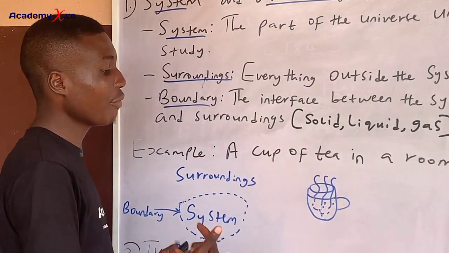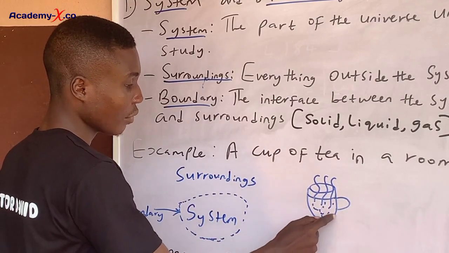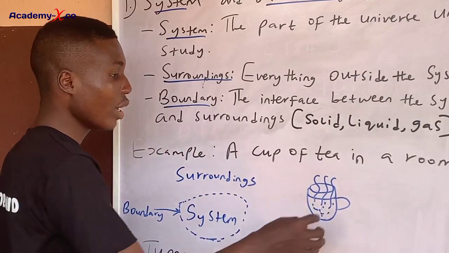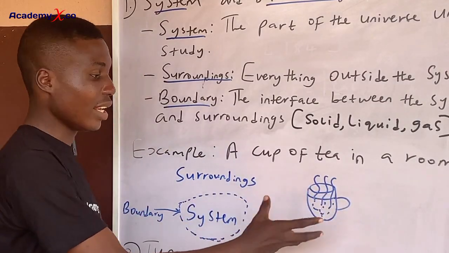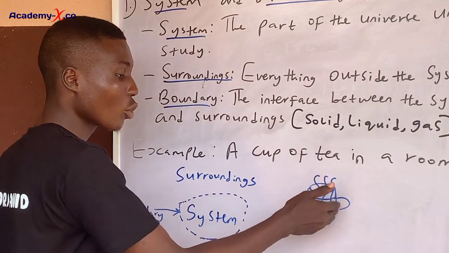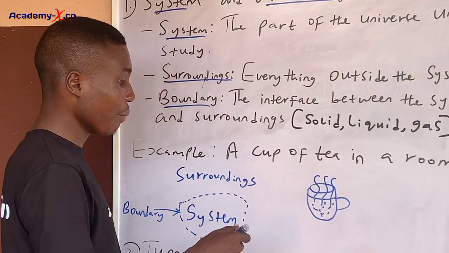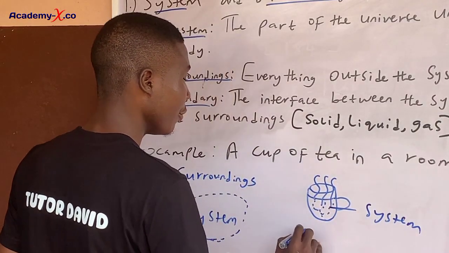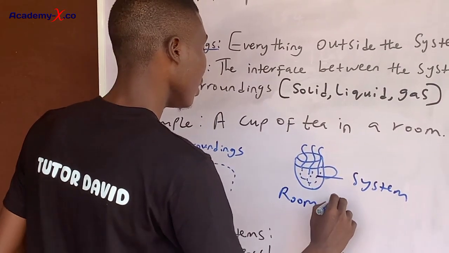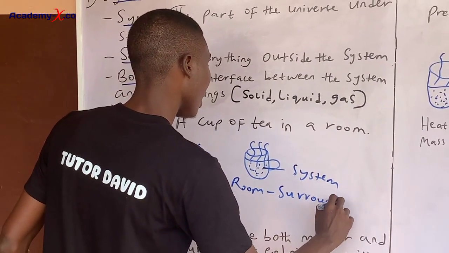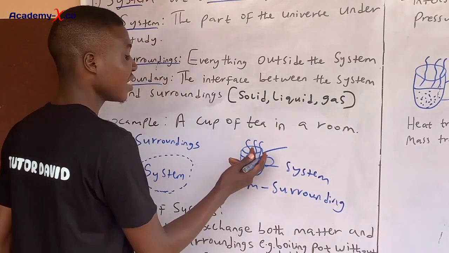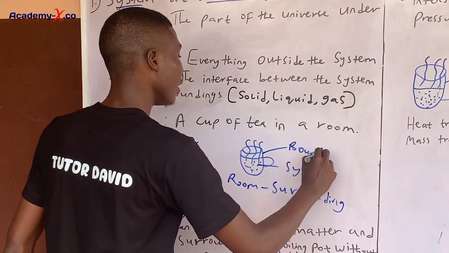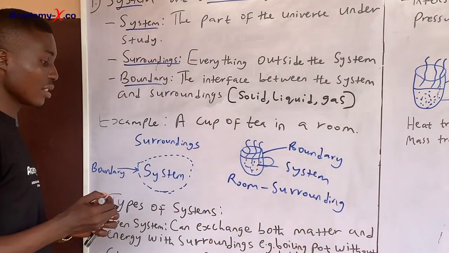Then what is the interface? The interface refers to whatever the cup is made up of. If it is a ceramic cup, then that ceramic, that clay you have there, is the boundary between the cup of tea and the room. So you have the cup of tea as the system, you have the room as the surrounding, and then you have whatever material it's made of, whether it's ceramic, metal, or plastic, as the boundary. So that is what we refer to as the system and the surroundings.